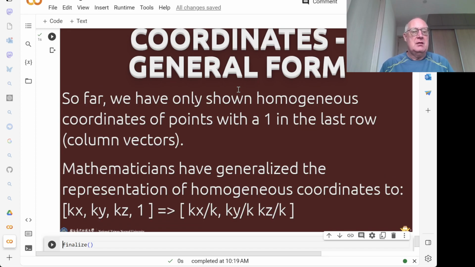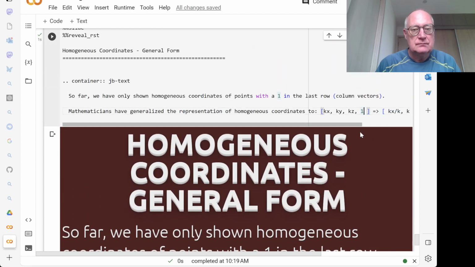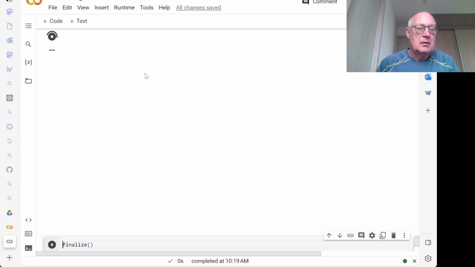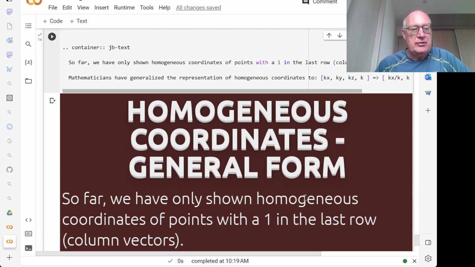But mathematicians use a generalized form of homogeneous coordinates where the last number doesn't always have to be 1. Instead of a 1, we can have an arbitrary factor k that is applied to the coordinates x, y, and z. So homogeneous coordinates would be kx, ky, kz, and k. And then we can convert that into 3D coordinates by calculating kx divided by k, ky divided by k, kz divided by k. This gets us from 4 components back to 3 coordinates.